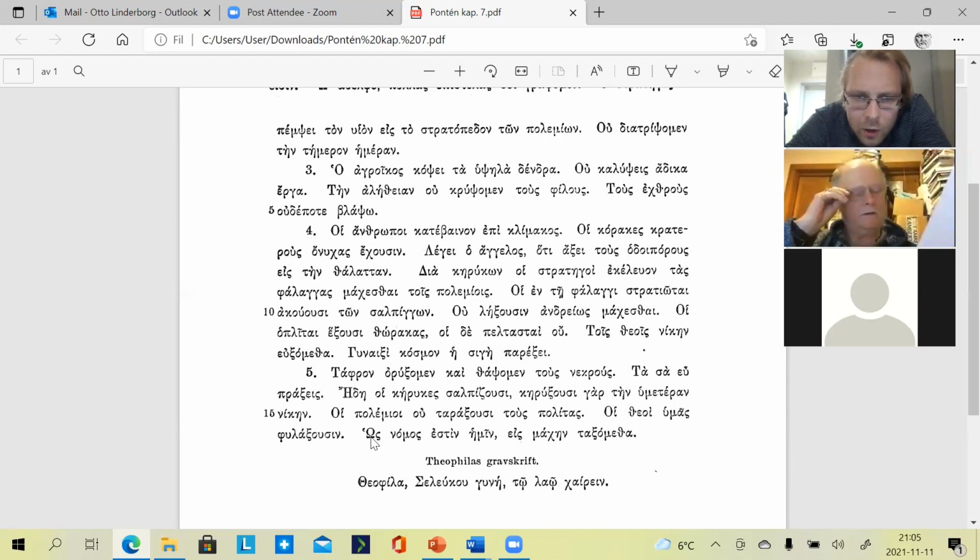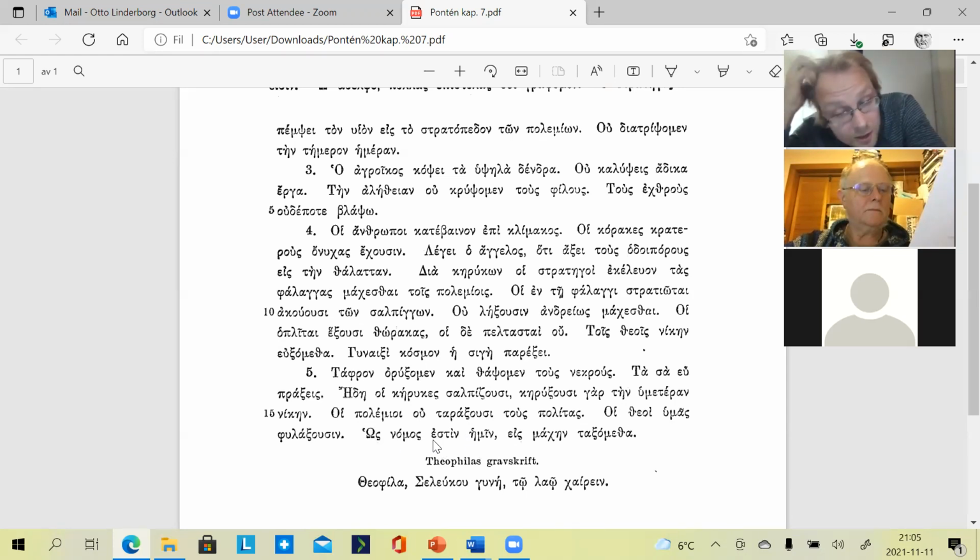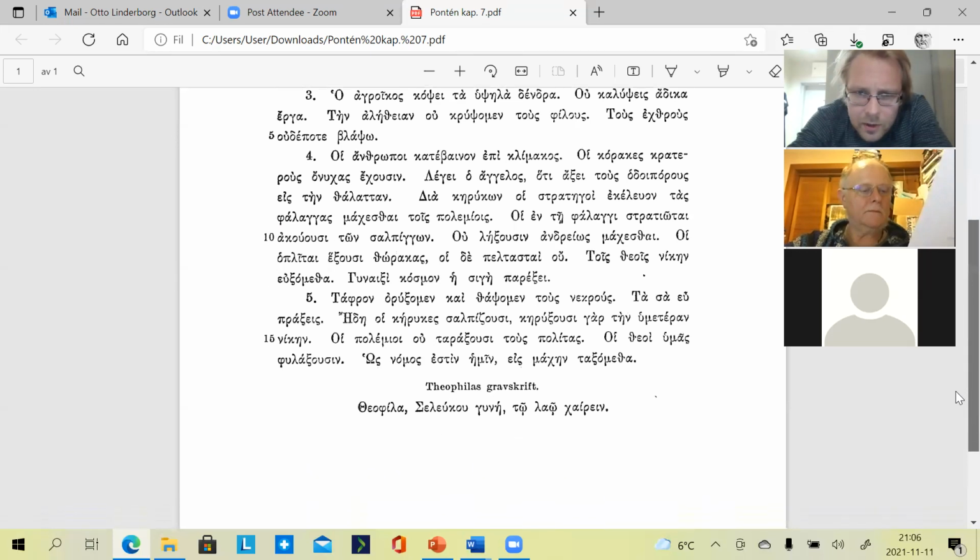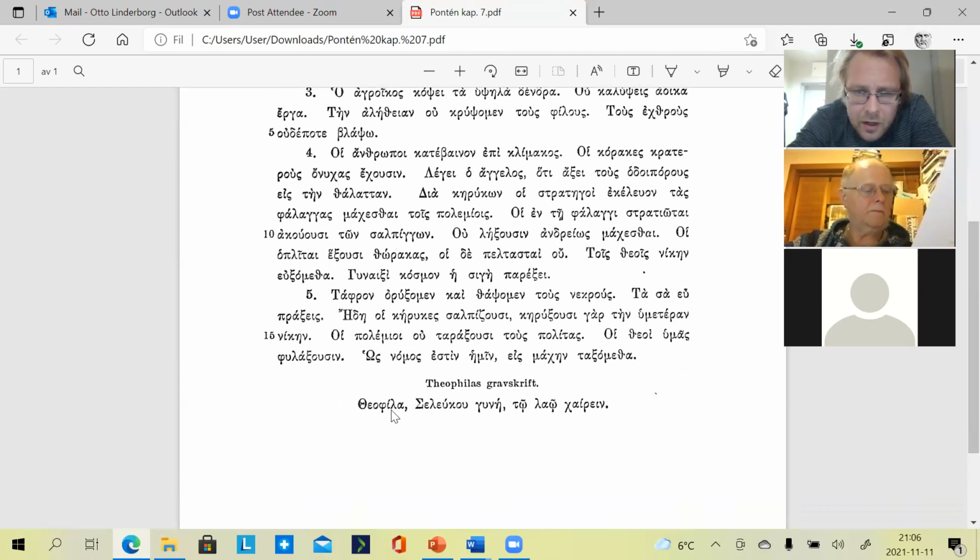Okay. Hos nomos estin hemin is machen taxameta. As is our custom, as is our law, we will order ourselves for battle. So we will order ourselves for battle according to our custom or law. Okay. And then we have this last grave inscription here.